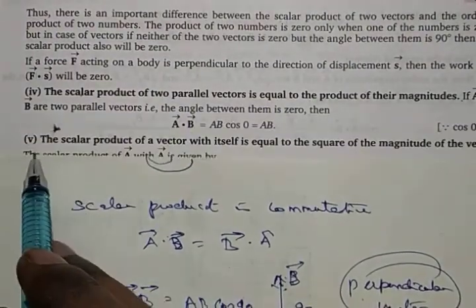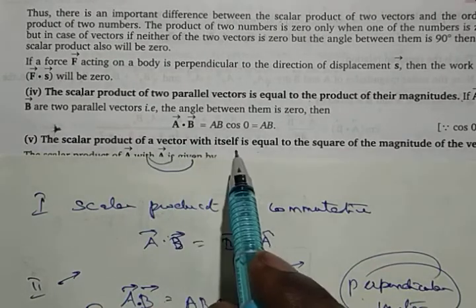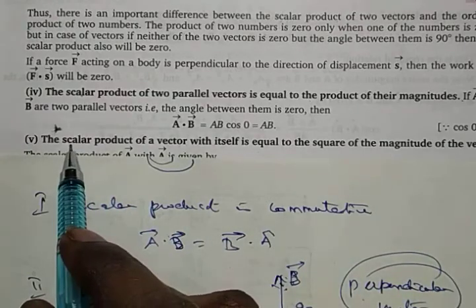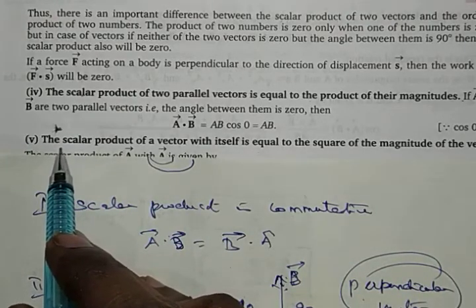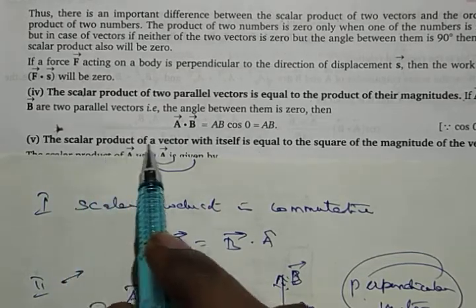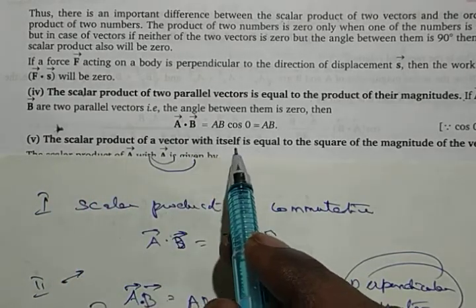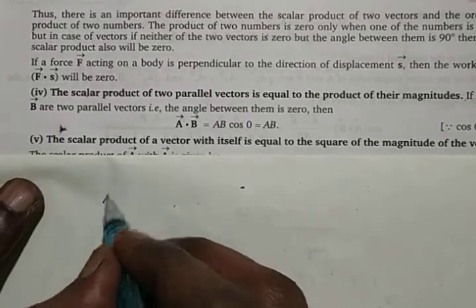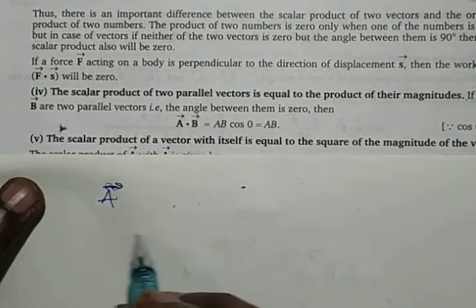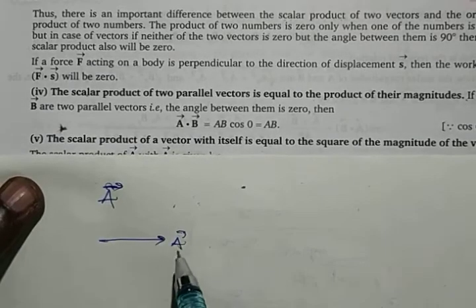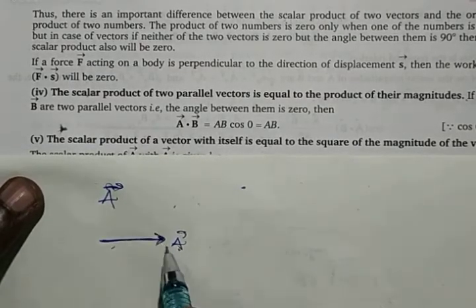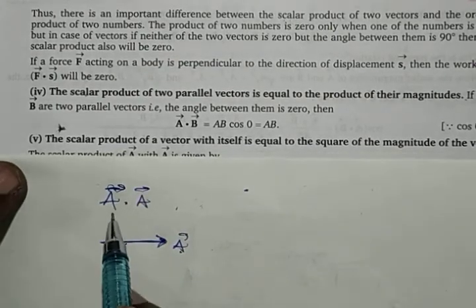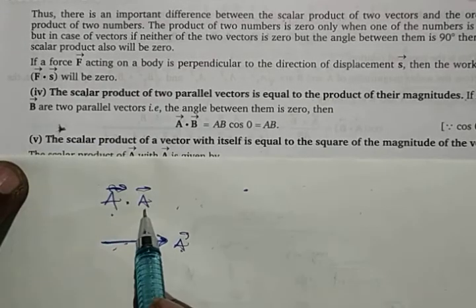Fifth part. Part number 5. The scalar product of a vector with itself is equal to the square of the magnitude of the vector. So can you write this one? Write down in the notes, in the fifth point in the register, the scalar product of a vector with itself. Now what does it mean by with itself? Let me explain to you. So this is A vector. Now you multiply A vector with A vector once again, the same vector itself.